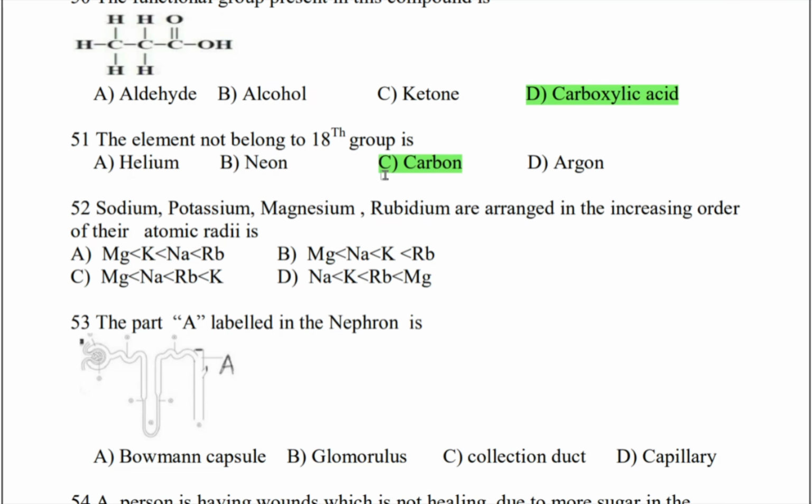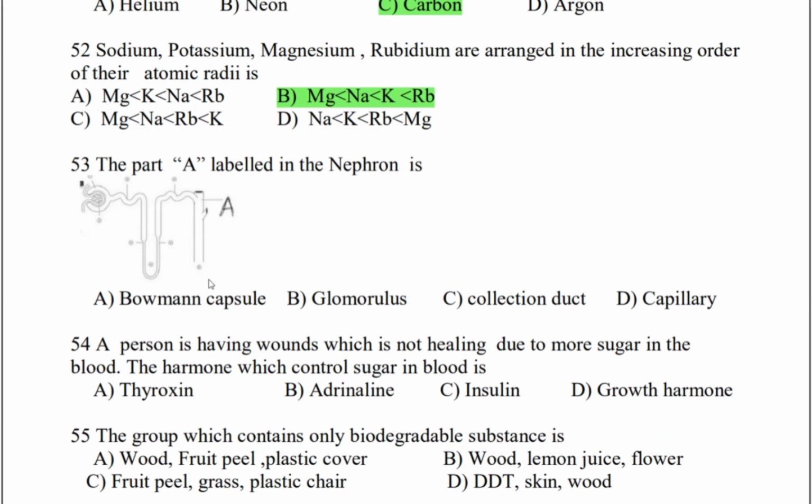The 18th group is also called the zero group because it has a complete octet structure. Next question. Sodium, potassium, magnesium, rubidium arranged in increasing order of their atomic weight is option B, magnesium, sodium, potassium and rubidium.